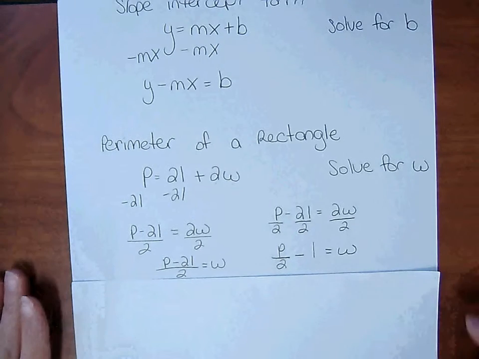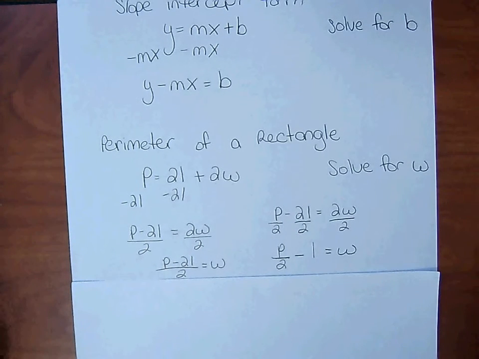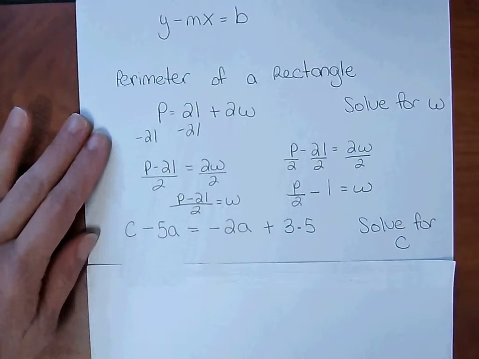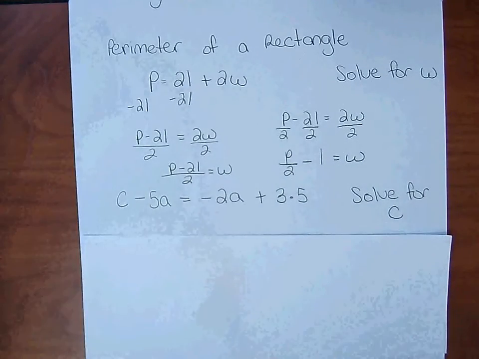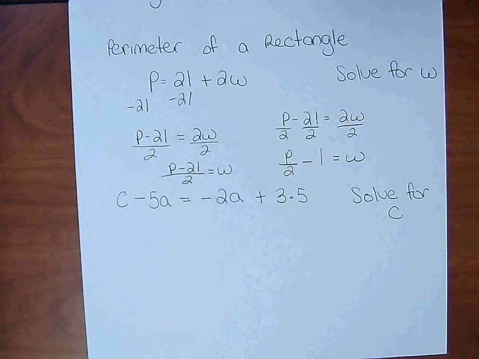All of the examples we have done so far have been formulas. Remember, all formulas are literal equations, but not all literal equations are formulas. And here is an example of a literal equation that is not a formula. C minus 5a equals negative 2a plus 3.5. We want to solve for C.